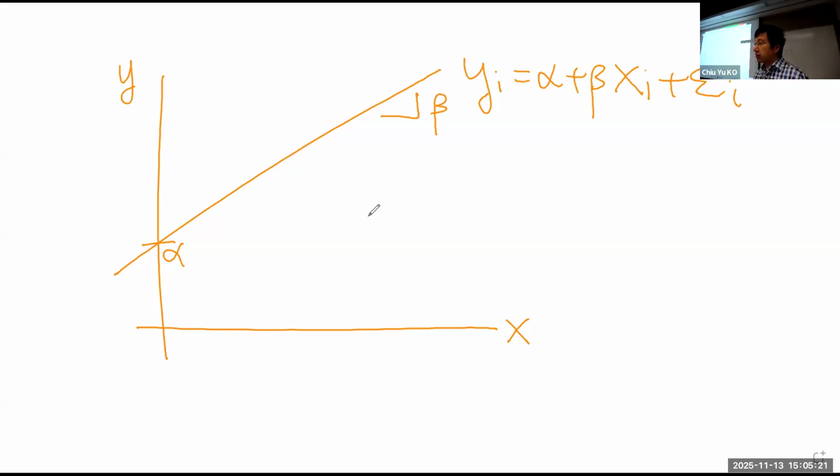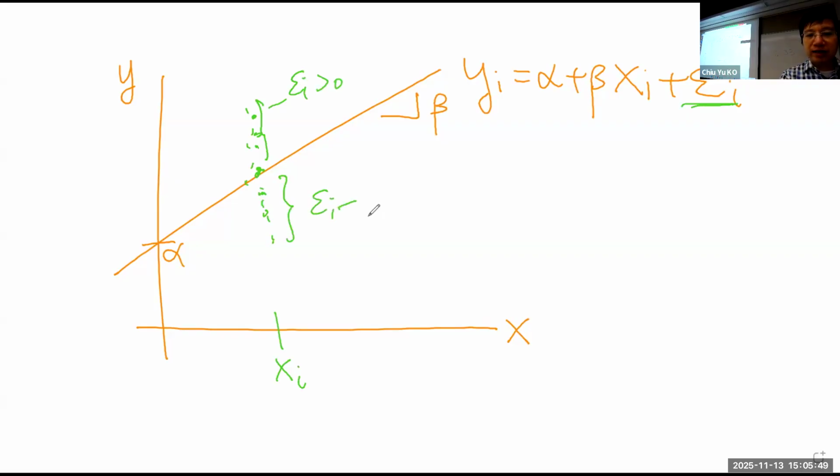What kind of data do you observe? Suppose this is xi. You may actually observe this number, this number, this number, this number, this number, this number, this number, depending on what epsilon realizes. If epsilon is more than 0, it will be here. This is the case where epsilon i is more than 0. If you observe this number, it will be epsilon i less than 0. So these are epsilon.